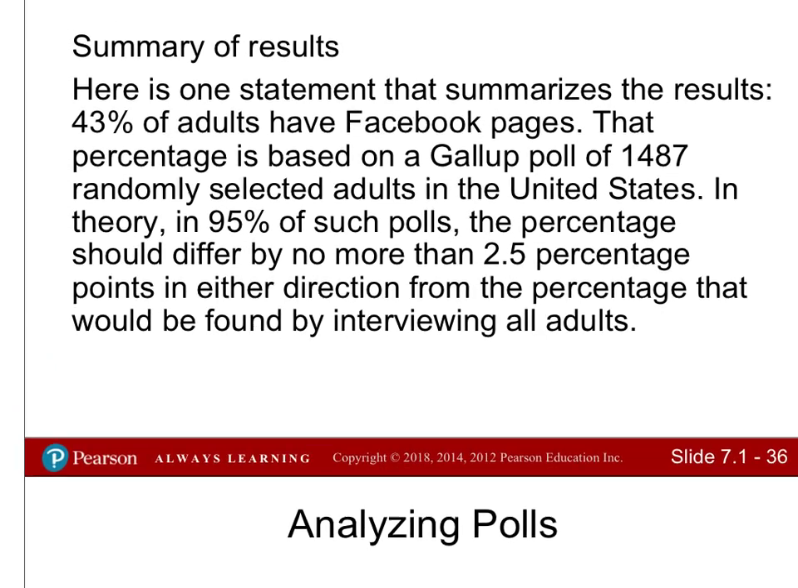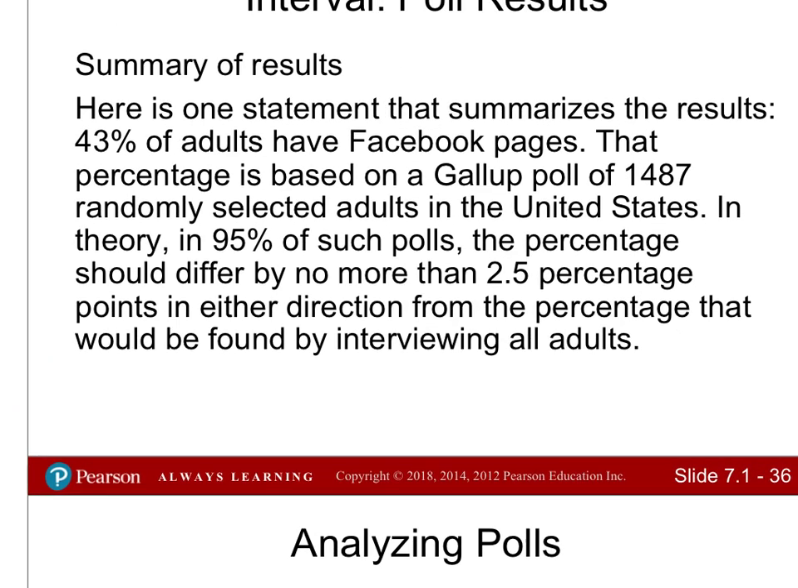Okay, so analyzing polls. Let's talk about this for a second. Well, you can read that statement on your own. In 95% of the polls, the percentage should differ by no more than 2.5% points in either direction. Where do we get the 2.5? That's our error. Okay? That's our error.